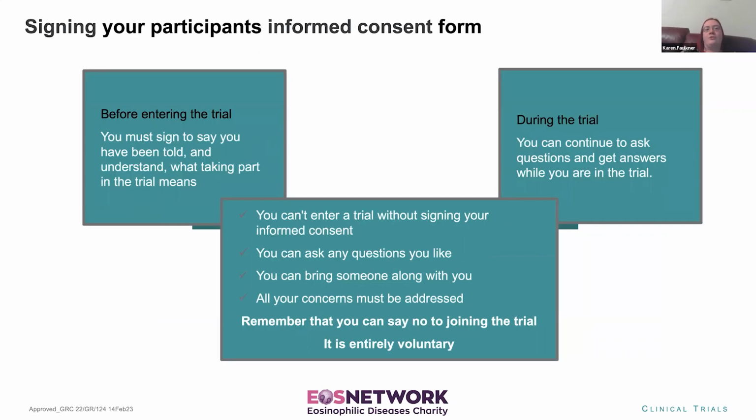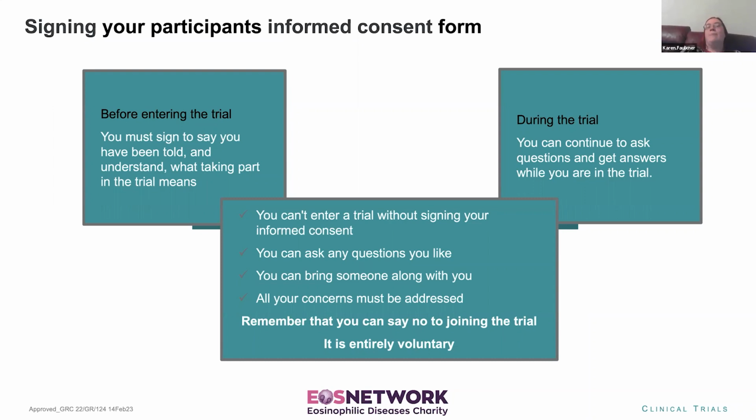So before you go on a trial, you have to sign a consent form. We can't do anything to you without your written consent. You can ask any questions you like. There is no such thing as a silly question, but you may get silly answers, particularly if you come and see me, I'm afraid. You can bring someone with you if you wish to. You don't have to, but you can do.